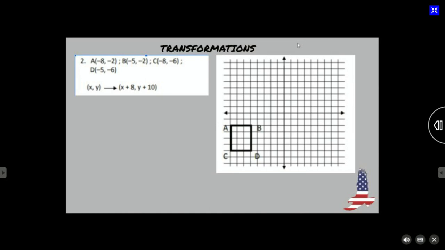B, negative 5, negative 2. X and Y. What do you got to do to negative 5? Negative 2. Positive.